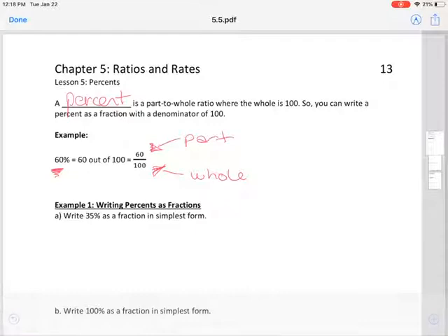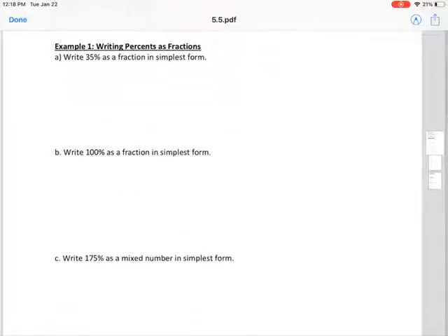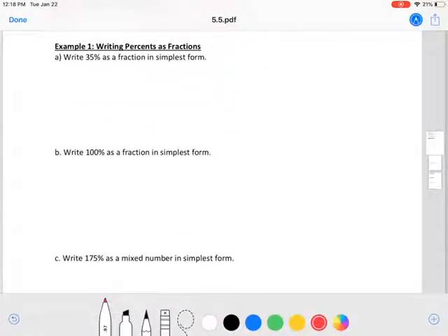So let's put this to the test on these three practice ones. It says write 35% as a fraction in simplest form. So we already know our whole is 100. I'm going to put that as our denominator, and our part is 35.